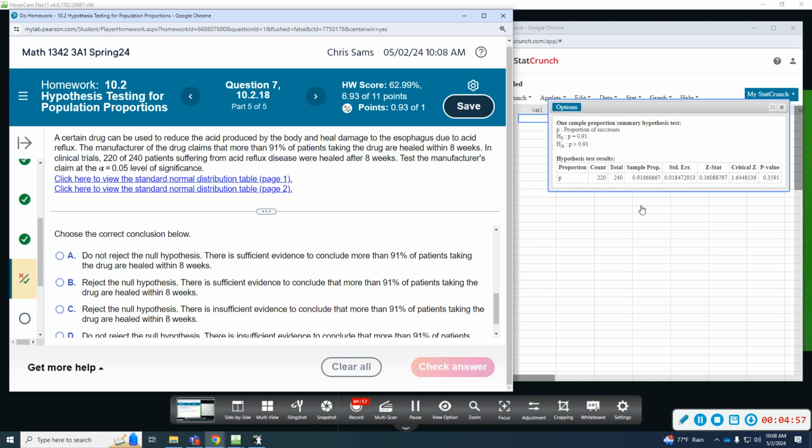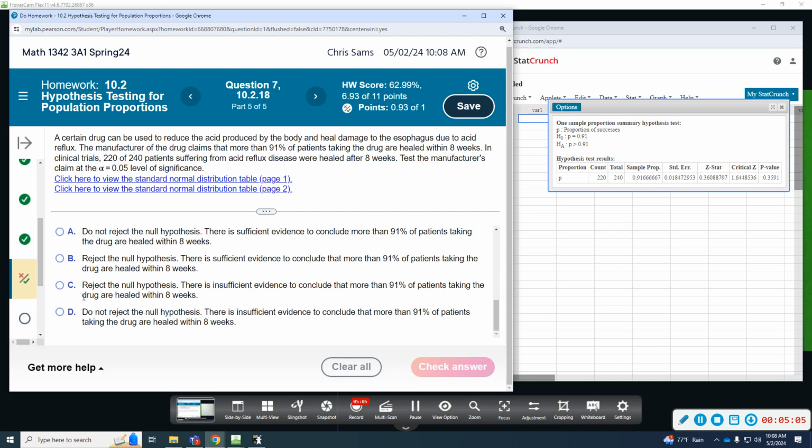So we do not reject the null. It's too high, not enough evidence. So do not reject the null. There is insufficient evidence. There's weak evidence, so not enough evidence.